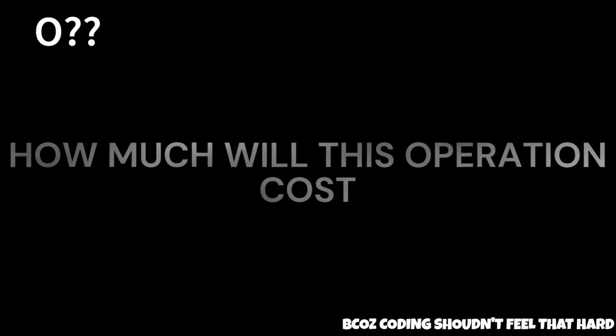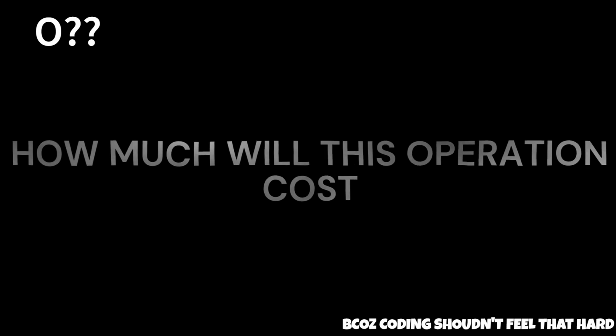Let's understand big O notation in the easiest way possible. Big O is nothing but a fancy way of answering one question: when my input becomes bigger, will my code run slow or will it remain fast?